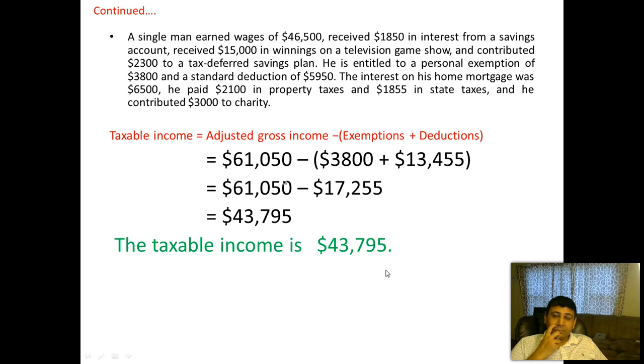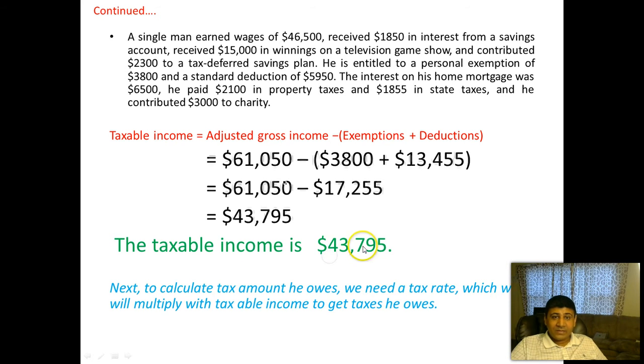Now this is not his tax. This is not his tax. This is his taxable income. Now how will we calculate the actual tax? To calculate the actual tax, we need a tax rate. There's a tax rate for different earning groups. If you're making more than a million, there's a different tax rate for you. If you're making less than 10,000, there's a different tax rate for you. So we'll find the tax rate and then multiply that tax rate, which will be in percents, to this taxable income, and that will give us how much tax he owes.